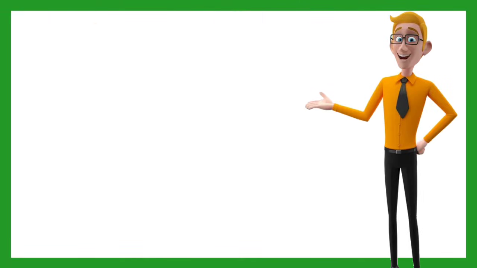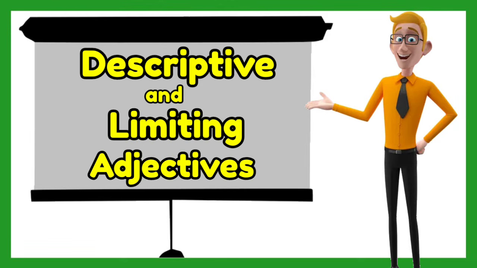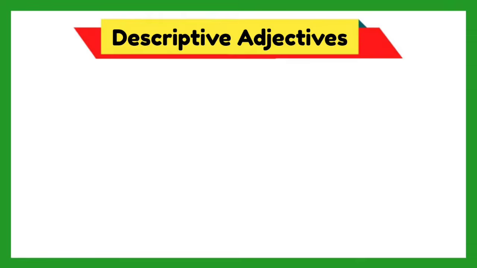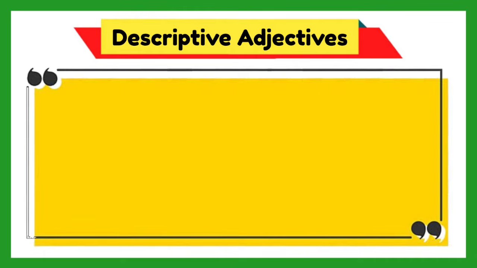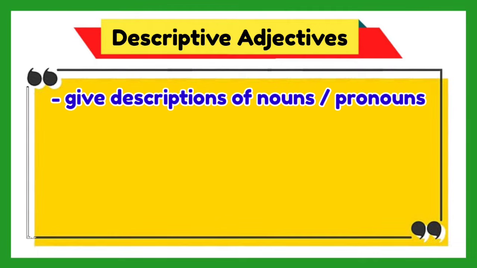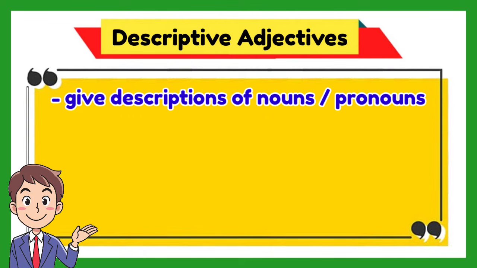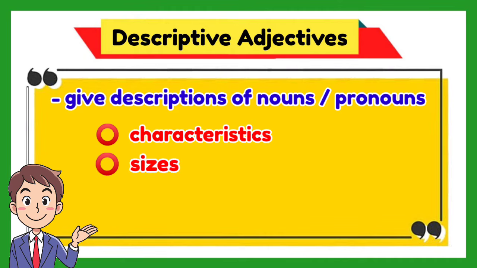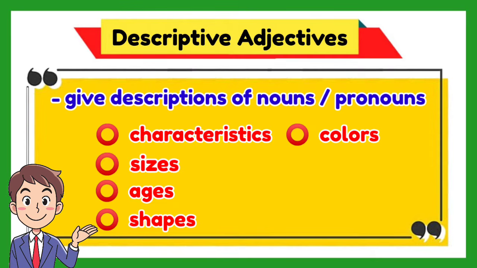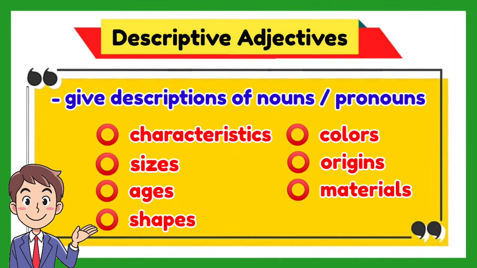For this video, we will learn about the difference between descriptive and limiting adjectives. Let us talk about descriptive adjectives first. As its name suggests, descriptive adjectives give descriptions of nouns or pronouns. They describe or give information about their characteristics or qualities, sizes, ages, shapes, colors, origins, materials used, or their purposes.